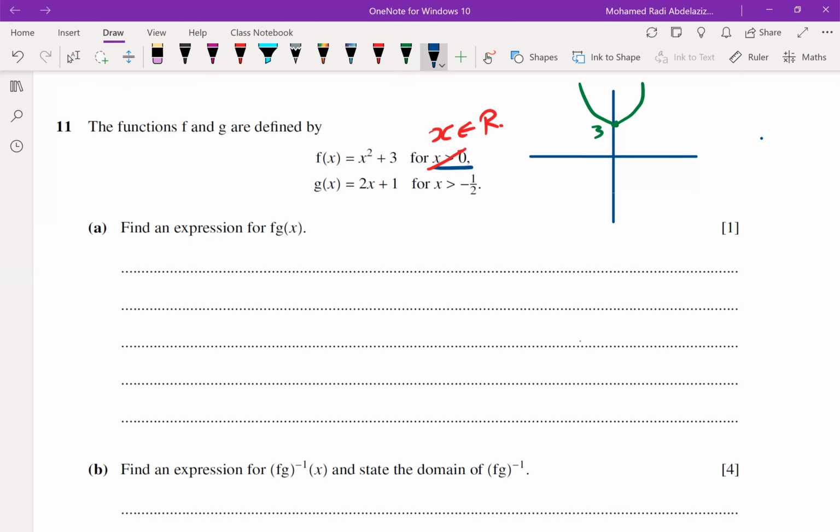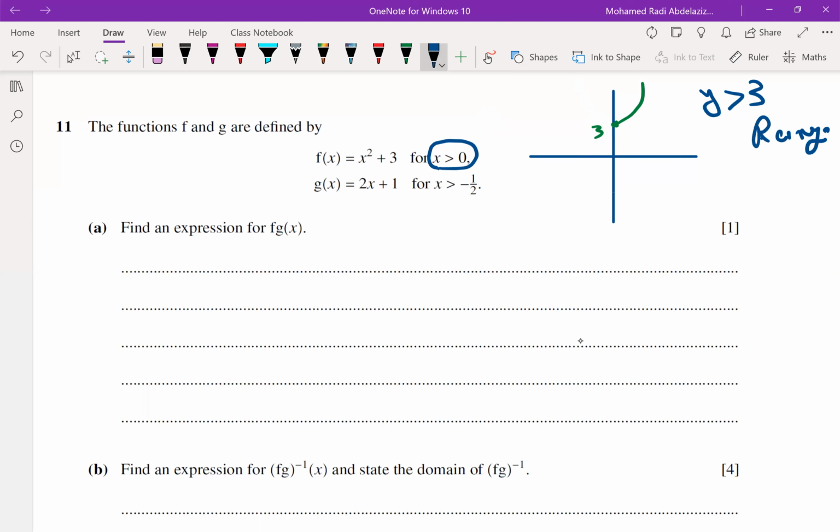What is the domain of this function? x belongs to R. What is the range? The range is y more than or equal to 3. But it's given x more than 0, only this part. What is the domain? The domain is given, x more than 0. What is the range? It is still y more than 3 because it's not written equal. So the range is y more than 3. This is the first information you have to know.